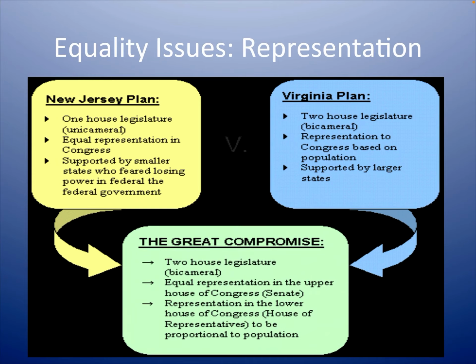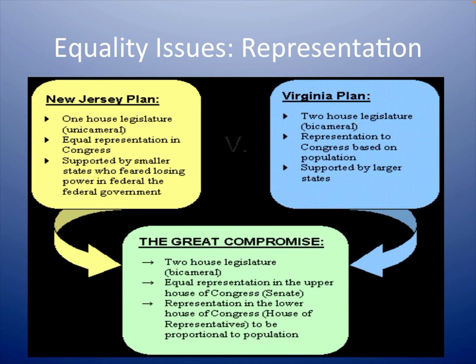The other plan that was put into motion was the Large State Plan, or the Virginia Plan. And the Virginia Plan proposed a bicameral legislature, so two houses, two Congresses. And both of these houses would be based on population. So the larger states are going to love this because they would receive more representation than a smaller state would.